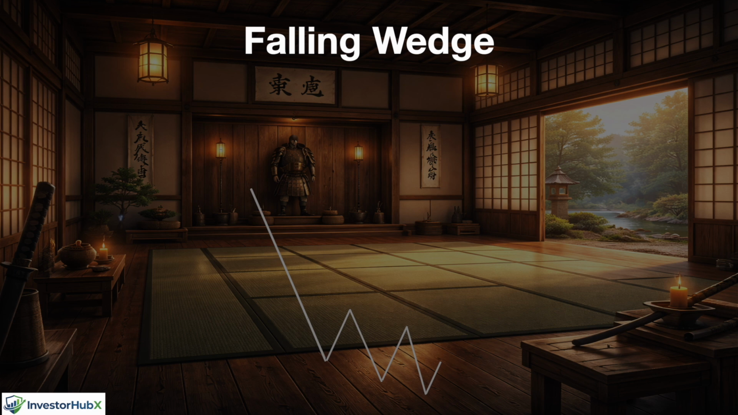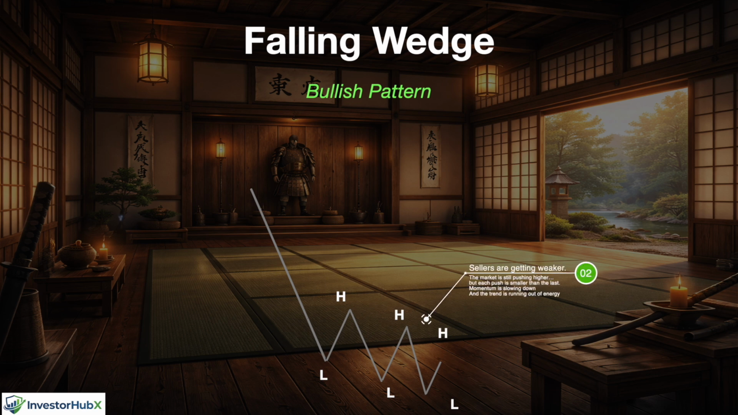Now, let's look at the falling wedge. A falling wedge is a chart pattern where price is moving downwards, but at the same time, the range is getting tighter. This means both the highs and the lows are decreasing, but they are getting closer together. At first glance, it looks bearish. Price is going down, lower highs, lower lows. But here's the problem. Sellers are getting weaker.